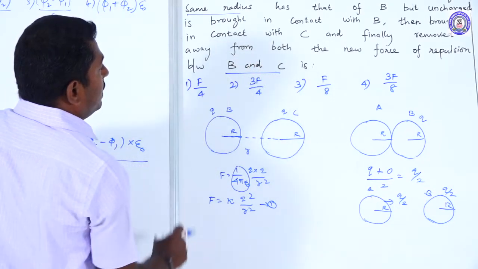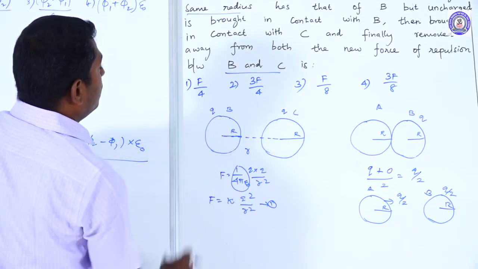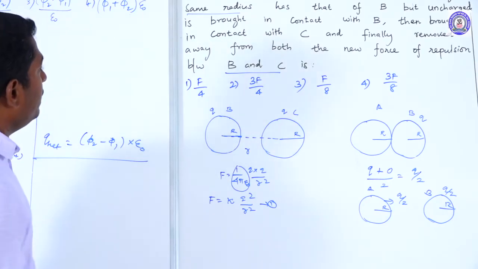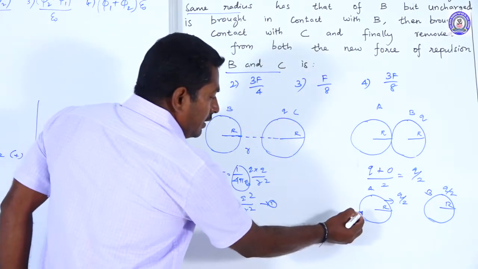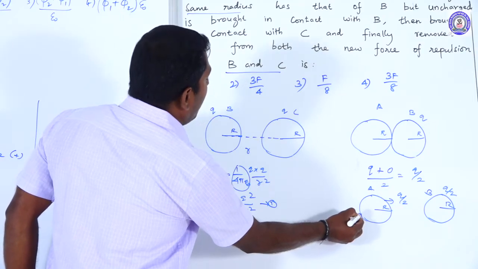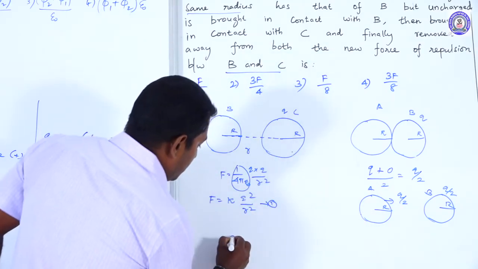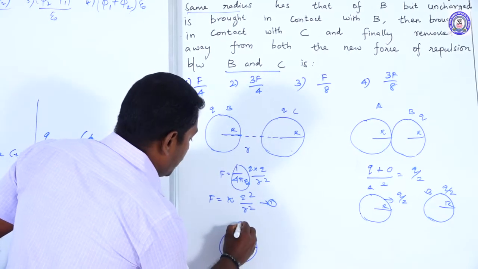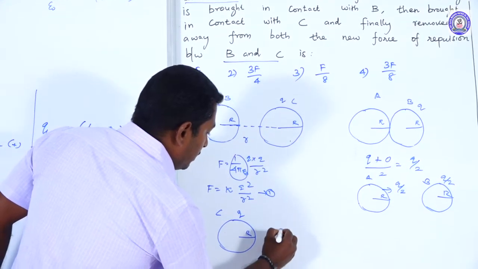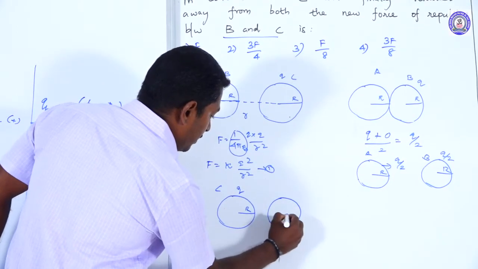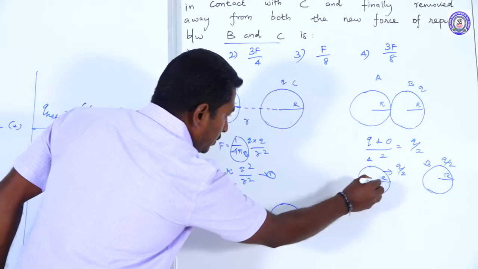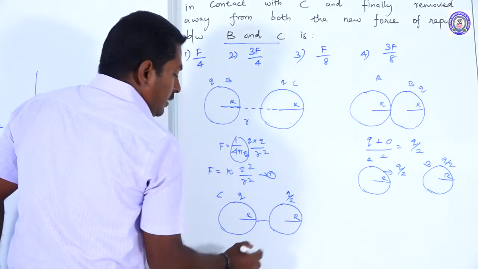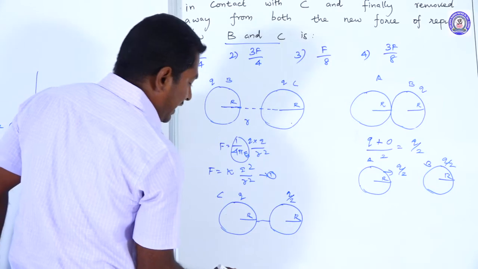Brought in contact with the C and finally removed away from both, then the new force of repulsion between B and C. The A spherical conductor is brought in contact with the C. C spherical conductor of radius R has a charge Q. The A spherical conductor has the same radius R, and now its charge is Q by 2. Brought in contact, then redistribution of charges takes place.